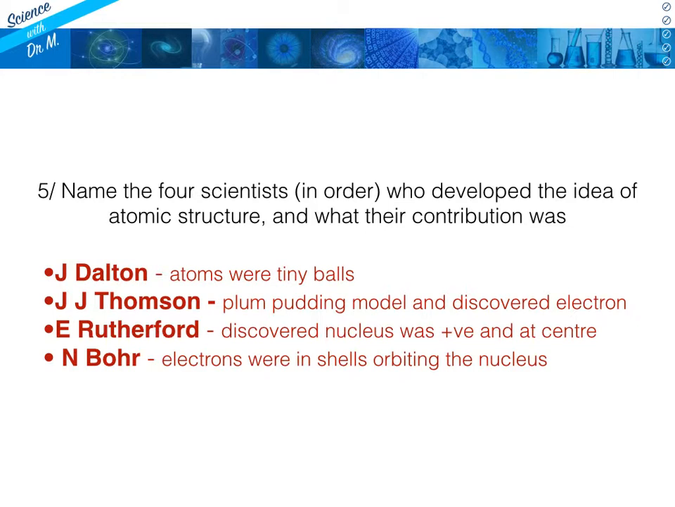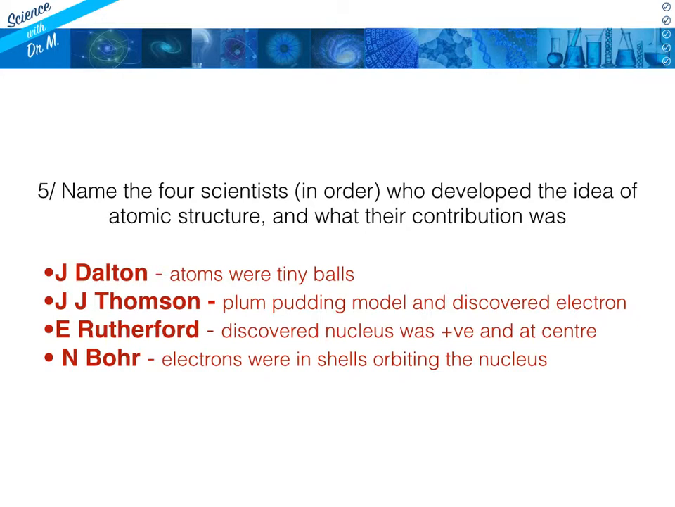John Dalton, and he had the idea that atoms were small, tiny balls. We had J.J. Thomson. He had the plum pudding model. He discovered the electron. So he thought that the atom was sort of a sphere-type object, and that the charge was evenly spread throughout, like currants in a suet pudding or something like that. That's his plum pudding model.